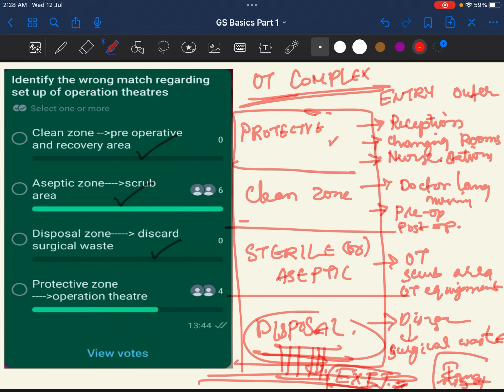Protective zone, there is operative theatre. No, this is a wrong option. We have already seen that in the protective zone there is no OT. The protective zone is for reception, changing rooms and nursing stations, and the OT is present in the aseptic area. So the wrong option we should select is the fourth option. The fourth option is the correct answer.